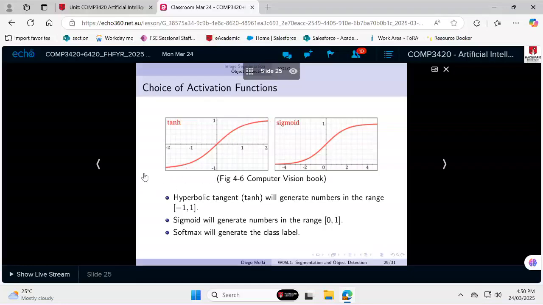And this kind of curved shape usually is very nice. It's smooth, and it's very good for gradient descent. So it's a good choice of activation function when you want to have values between -1 and 1.